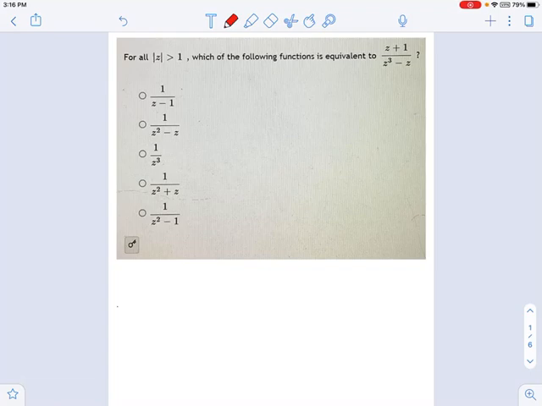I want to find which of these functions is equivalent to this guy on the right, z plus 1 over z cubed minus z. And as you look over these functions here, you can see that they're generally not as high in the exponent, which means something got crossed out, something got simplified on its way over to these answers on the bottom. And I'll tell you what is the most common error that I see.